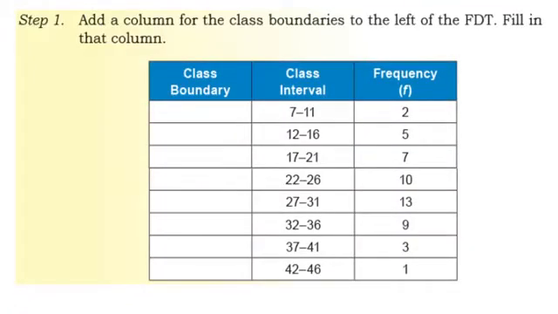So the first step is simply to add a column for the class boundaries. We will be adding just one column for the class boundaries, and let's fill this in. What should be written in our first class boundary? 6.5 to 11.5. Very good. You will be subtracting 0.5 from 7 and adding 0.5 to 11.